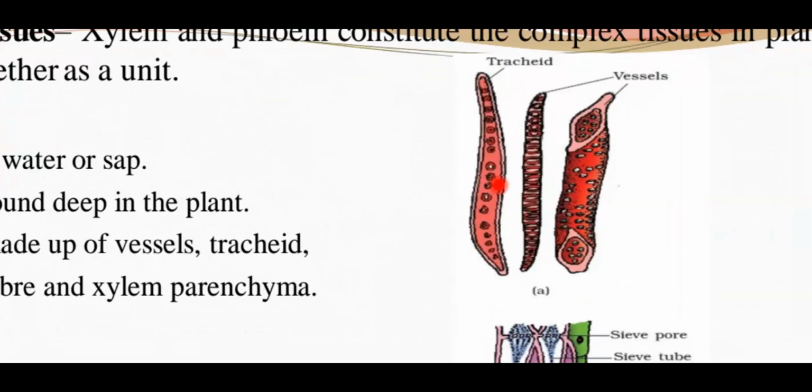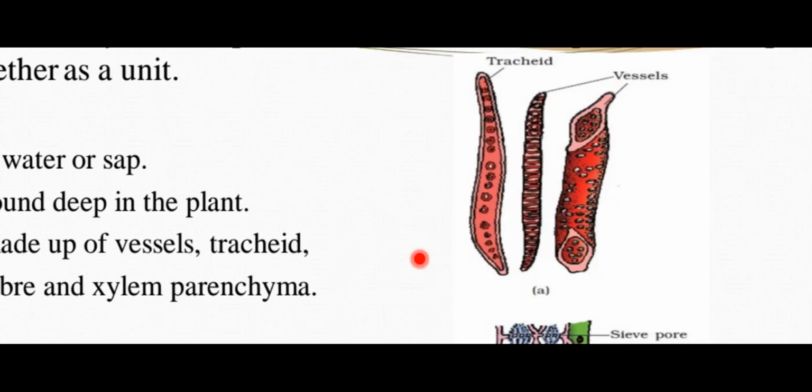Okay, and the vessels is a characteristic feature of angiosperms, as I said. Parenchyma cells are living cells, thin walled cells, and their cell walls are made up of cellulose. In remaining, the cell walls are made up of what? Lignin. Okay. So this is about the xylem.